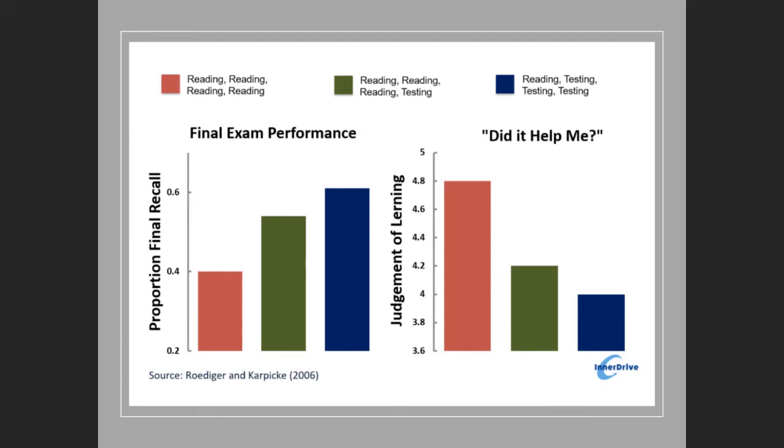And they gave the results to the students. They showed them their score on their final exam. So the students in the blue group that read once and then recalled and recalled and recalled saw that they performed really well. But yet when they were asked, did this help you? Did you learn? They still underestimated how well it helped them. And they were the lowest scoring group on the degree to which they thought strategies for learning worked.